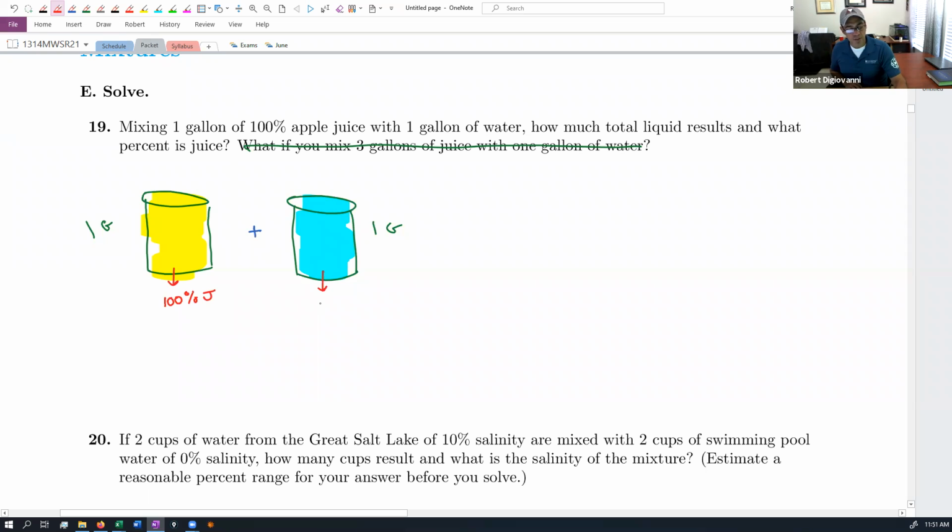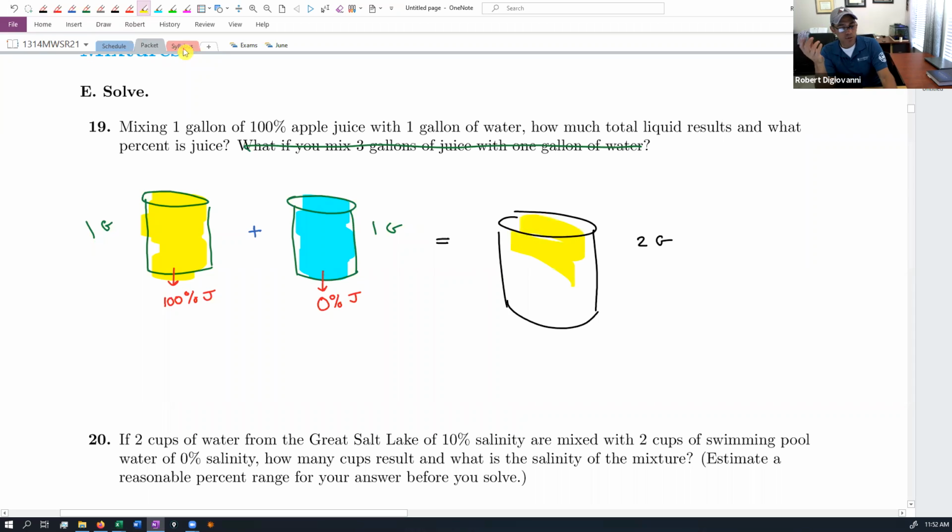What percent of juice is in here? What's the percentage of juice in the other gallon of pure water? 0%, right? There's no juice in that one. Now, when we add the two together, we get this container that now has 2 gallons, right? And the question is, how much of it is apple juice? Because there's apple juice mixed in here with water, right? They're mixed together. So what percent is apple juice?